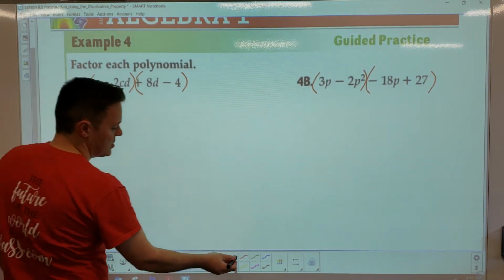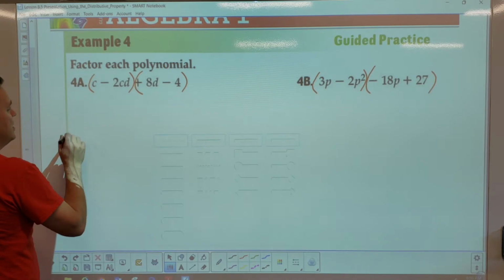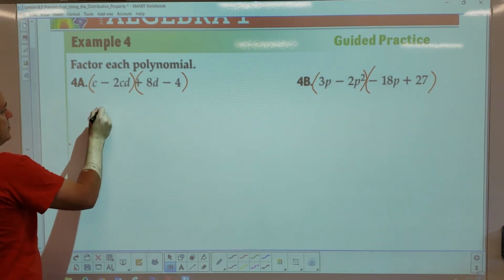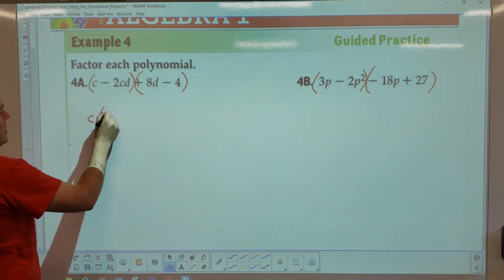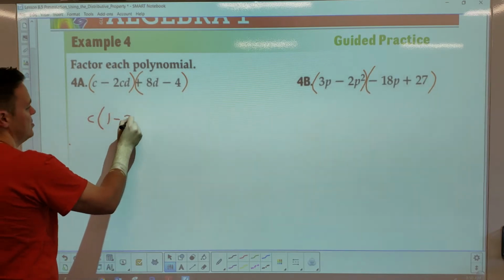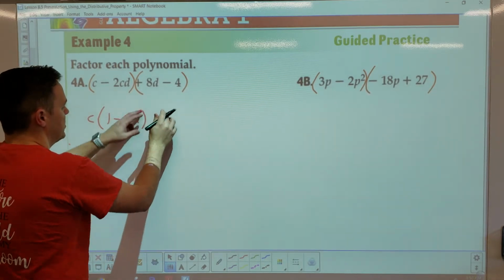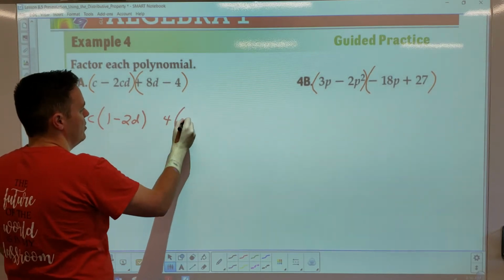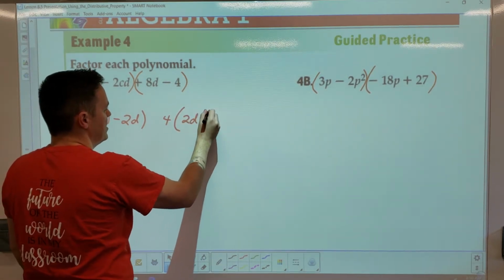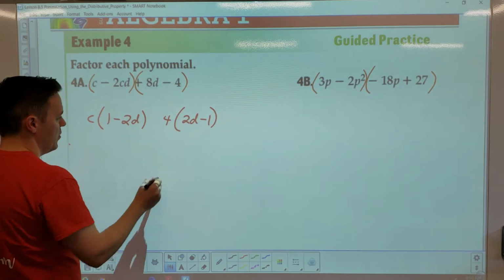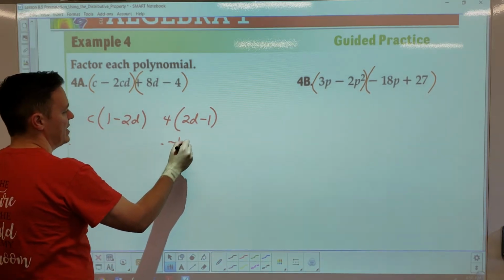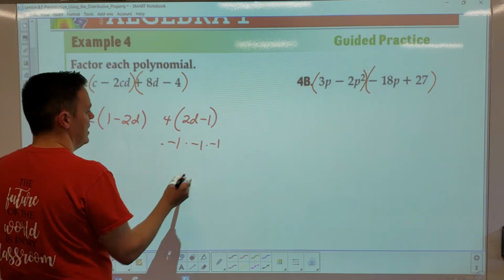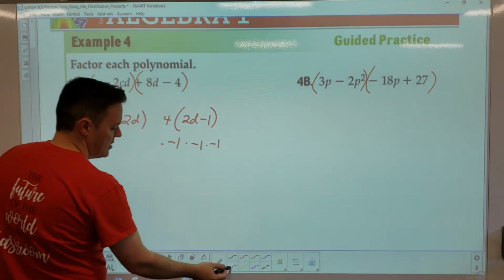All right, on this last one, ladies and gentlemen, hopefully you guys got it. Factor out a c. If you factored out a c, it would be 1 minus 2d. And on this one here, we could factor out a 4. If I factored out a 4, it would be 2d minus 1. Multiply this back half by a -1.